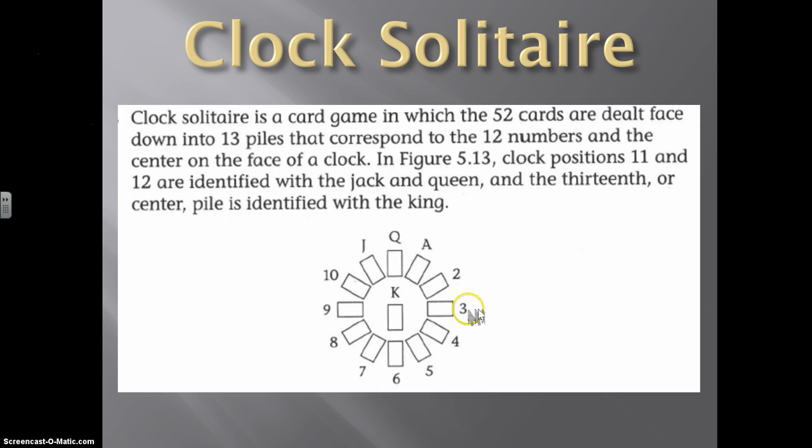Up here at the 12 o'clock position, that's where our queens have their home base. At the 3 o'clock position, obviously the 3s have their home base. So all the numbers should make sense. All you have to pay attention to is that Jack is like 11, Queen is like 12, Ace obviously is 1, and then the King is its own pile in the middle. So this is how we start the game. We set it up with piles of 4 cards.